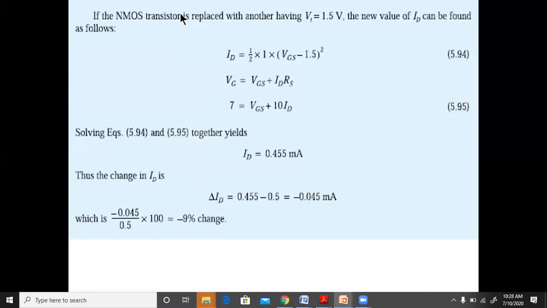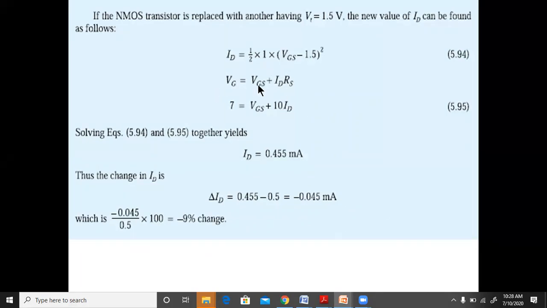So if the NMOS transistor is replaced with another having VT equal to 1.5 volts, in place of VT equal to 1 volt, the new value of ID can be found as ID equal to half of 1 into VGS minus 1.5 squared, and this is one equation, because VGS will change at that time. It will no more be the 2 volts which we have written earlier.